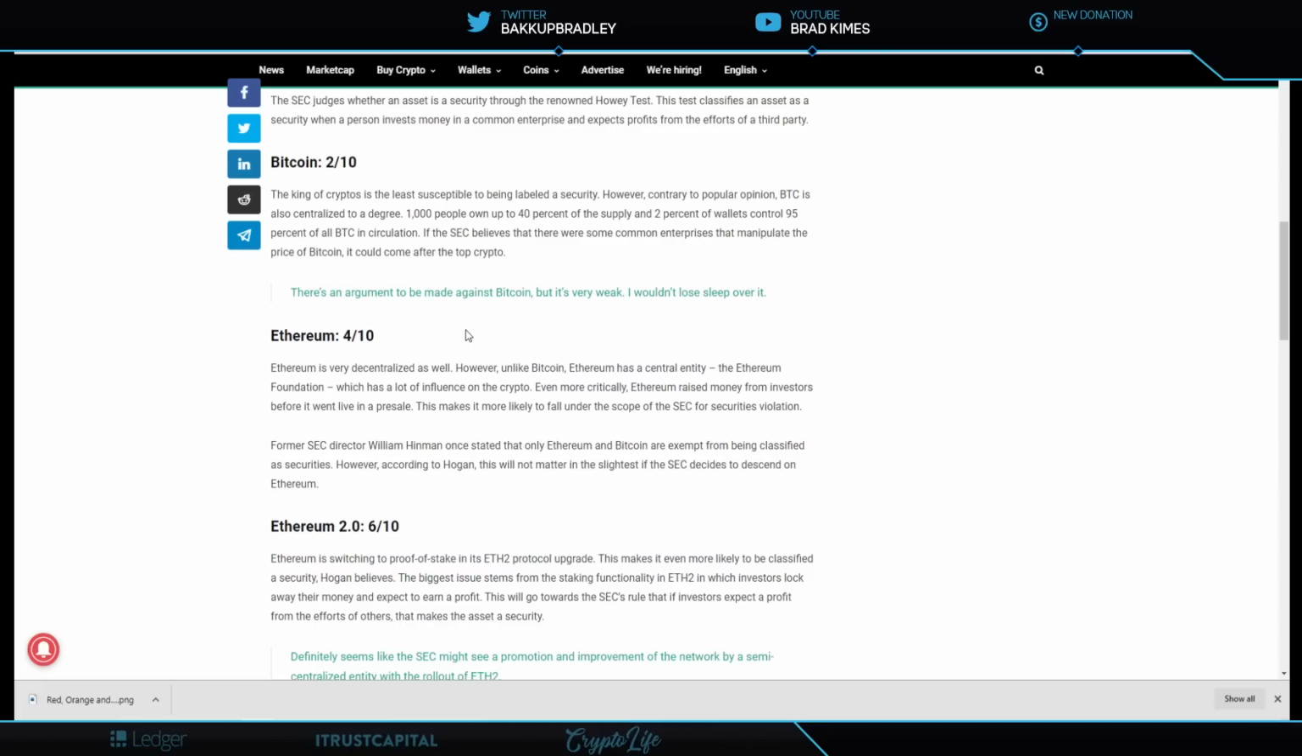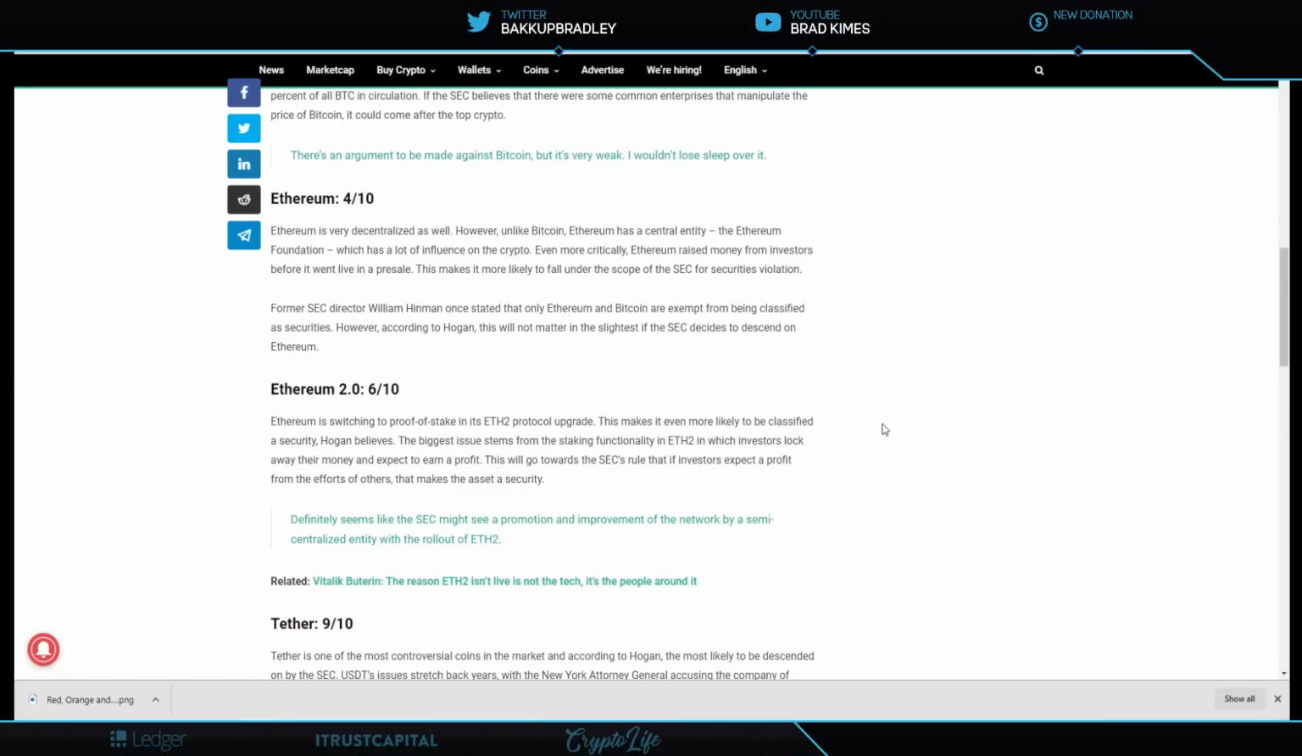Now, if Ethereum were to switch to 2.0, the danger meter goes up from a 4 out of 10 to a 60% chance, he's saying on the meter he's provided here. Ethereum switching to the 2.0 protocol, which is staking your Ethereum, would make it even more likely to be classified as a security, Hogan believes. The biggest issue stems from the staking functionality of ETH 2.0, in which investors lock away their money and expect to earn profits. This will go towards the SEC's rule that investors expect a profit from the efforts of others.